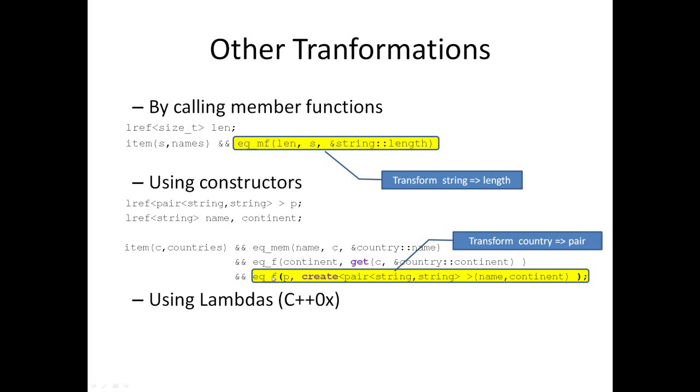You could actually clean up this example using lambdas and C++0x if you have access to that feature in your current compiler. So as you can see here, the second argument to EQ_F is a lambda, which not only creates the pair but also extracts the name and the continent from the other country.